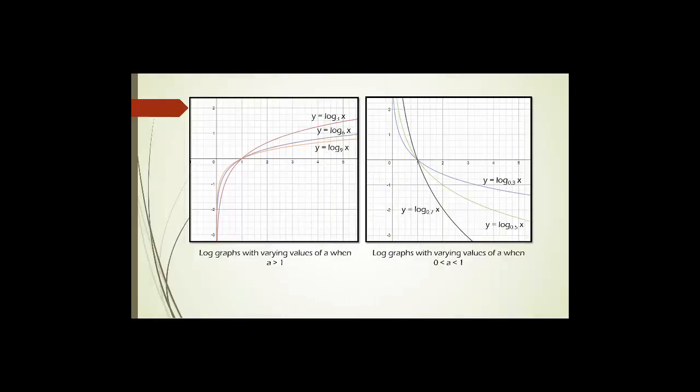As can be seen in the two pictures, when a is greater than 1, as the value of a increases, the curve becomes gentler. But when a is greater than 0 but smaller than 1, as the value of a increases, the curve becomes steeper.